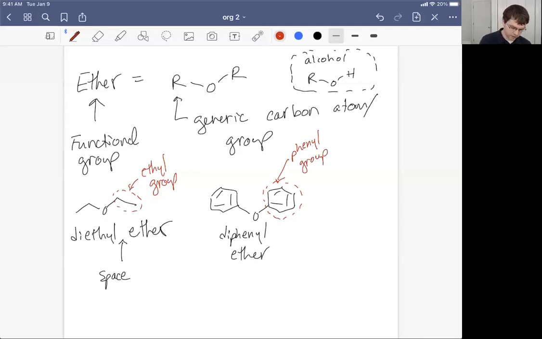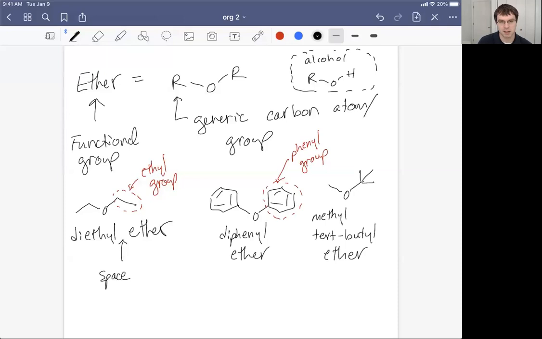Okay, and then there's some other ones. This one's called methyl tert butyl ether. It has a methyl on one side and a tert butyl group on the other side. Okay. So these are ether groups. You can see that we have carbon atoms attached to either side of the oxygen in every case.